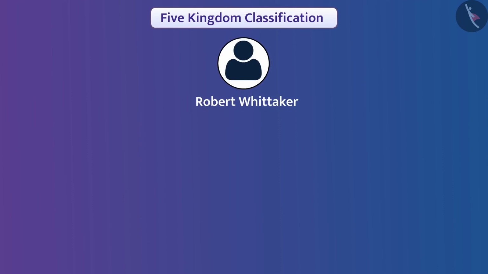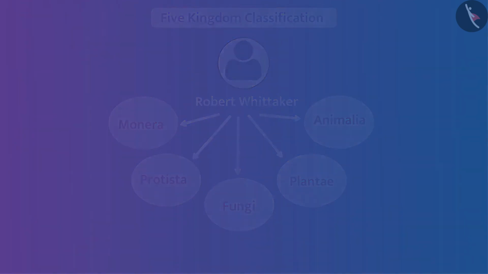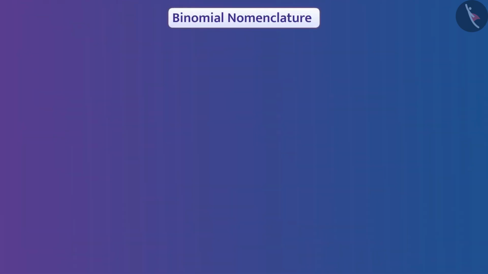The 5 kingdoms proposed by Whittaker are Monera, Protista, Fungi, Plantae, and Animalia. We will talk about them in upcoming videos. Now, let's talk about binomial nomenclature.